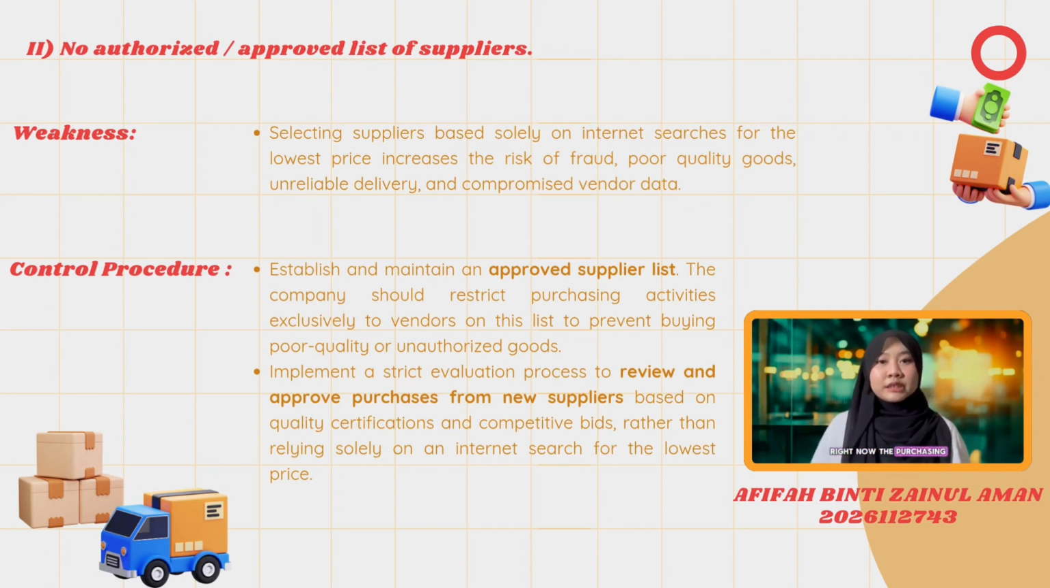Right now, the purchasing clerk selects the suppliers based solely on internet searches for the lowest price, which increases the risk of fraud, poor quality goods, unreliable delivery, and compromised vendor data. To prevent these weaknesses, the control procedure that may be applied is to establish and maintain an approved supplier list. The company should restrict purchasing activities exclusively to vendors on the list to prevent buying poor quality and unauthorized goods.